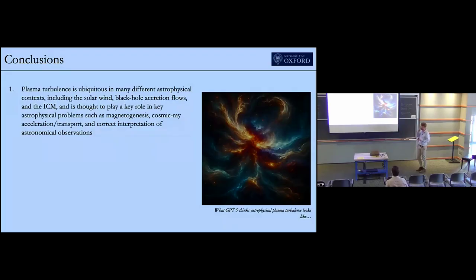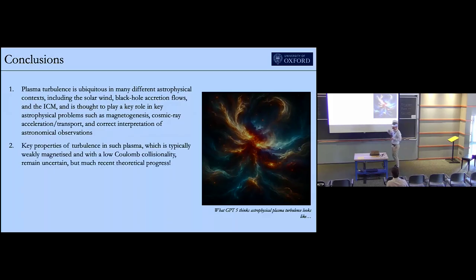But yes, so to come to my conclusions: plasma turbulence is ubiquitous in many different astrophysical contexts, the solar wind, black hole accretion flows, the ICM, and it's thought to play a key role in various processes: magnetogenesis, acceleration and transport of cosmic rays, heating, and also interpretation of observations. The key properties of these plasmas, which are typically weakly magnetized and with a low Coulomb collisionality, remain uncertain, but there has been significant progress recently.